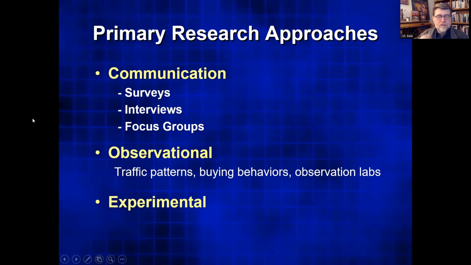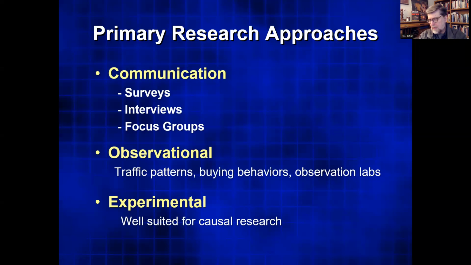So, you can also do experiments, which is well suited for causal research. An example of this would be the McDonald's McGriddle sandwich. Maybe some of you have had the McGriddle sandwich. It's very, very high caloric, very decadent. They actually tested this sandwich. McDonald's is trying to develop new products, and they actually developed it and tested it in Houston, Texas.